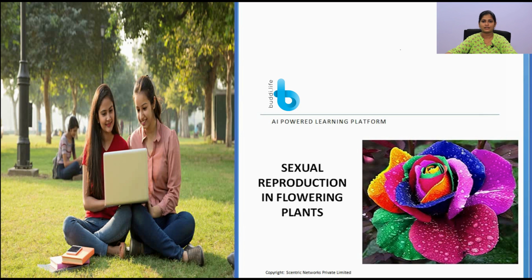They have to reproduce sexually. Yes. So these flowers have these features because they help in sexual reproduction. That is what we are going to discuss today: the morphology, structures and events of fertilization and sexual reproduction in flowering plants. Come on, let us go to our class.